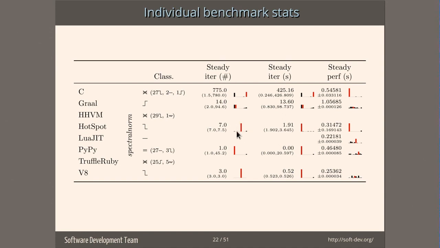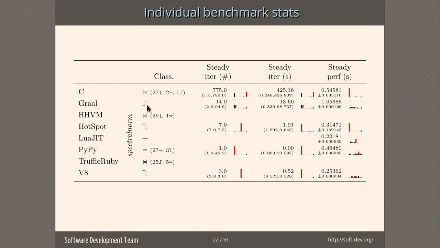You get a little histogram here. The red bar is the median value, so you get some idea of the spread of the distribution. Steady iter s in some senses is the same measure with different units. It's how many seconds did it take to hit the steady state, 1.9 seconds. And then the final one, steady performance s, that's once you've hit the steady state, what is the performance of each iteration? So it's 0.3 seconds, and then with a confidence interval in this case of plus or minus 0.169 seconds, so a massive confidence interval. So that's interesting. But okay, at least it warmed up.